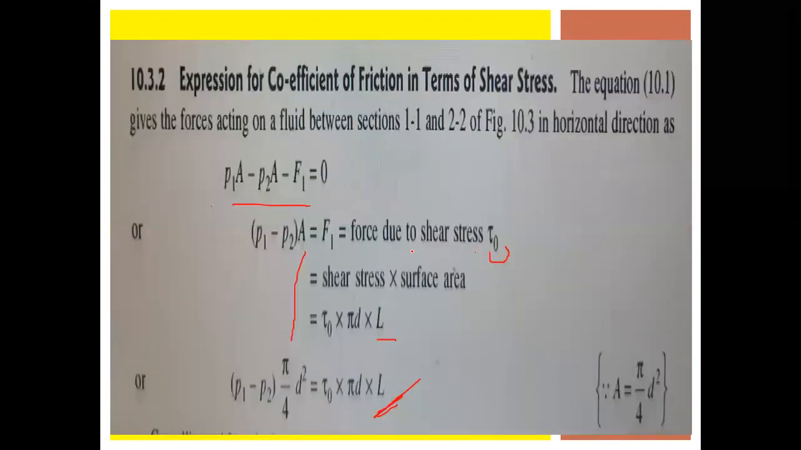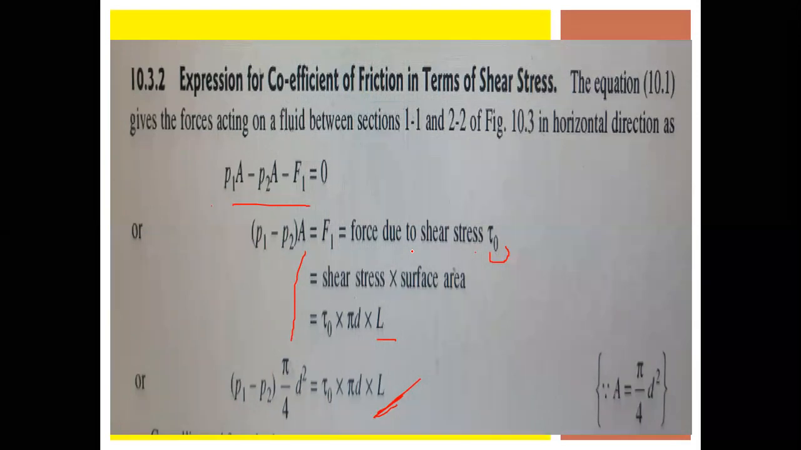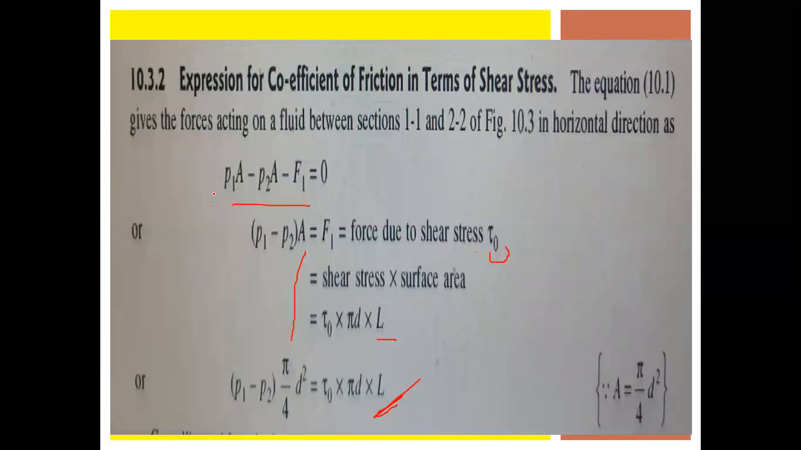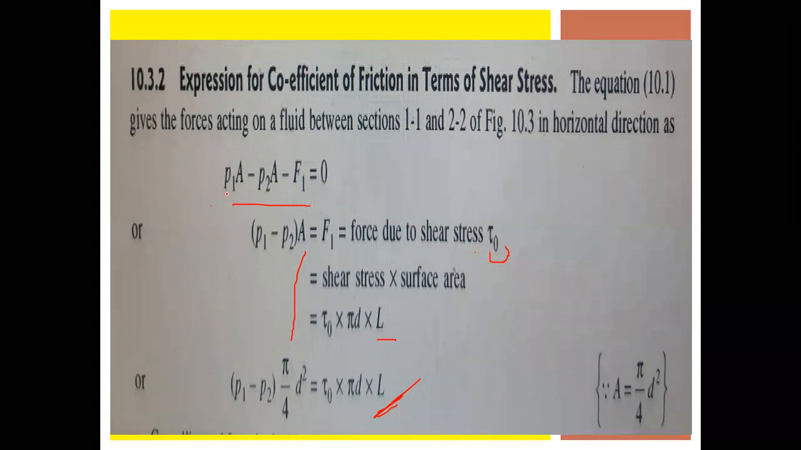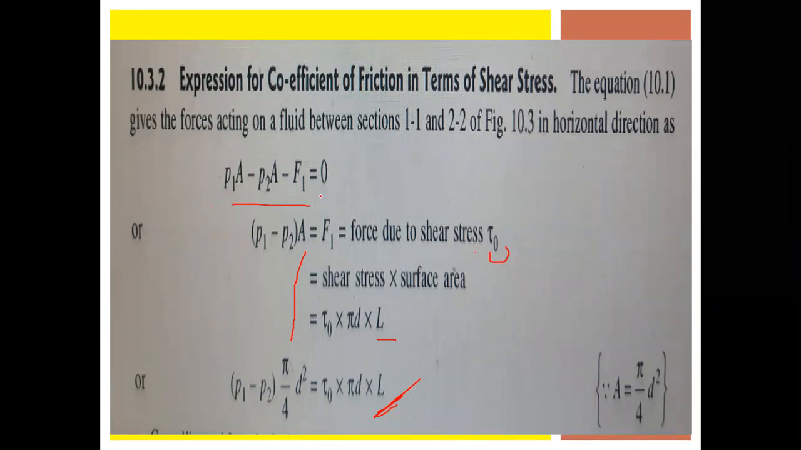So the next derivation is the expression for the coefficient of friction in terms of shear stress. So in the next expression, we are finding the coefficient of friction in terms of shear stress. Taking the equation from the Weisbach equation, we have to take this one, P1A minus P2A minus F1 is equal to 0. Okay, so taking A common, it is equal to F1. Here F1 is equal to the force due to the shear stress.